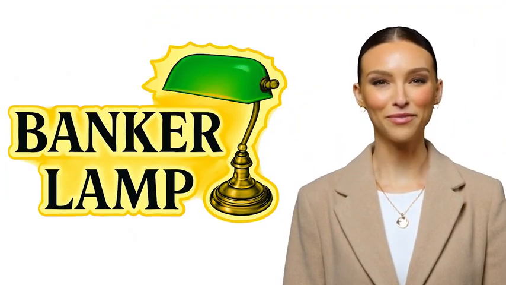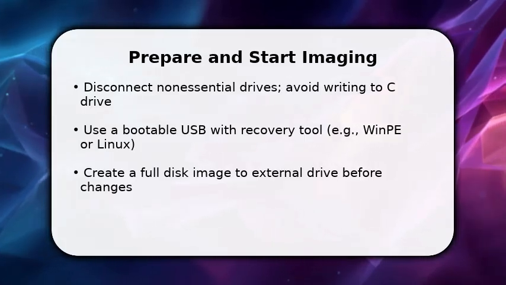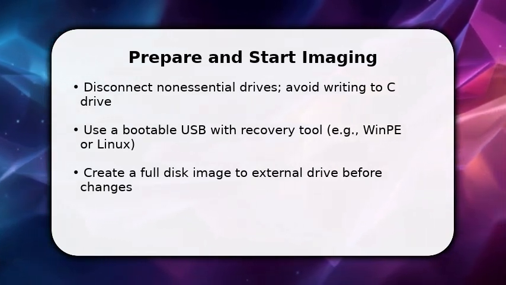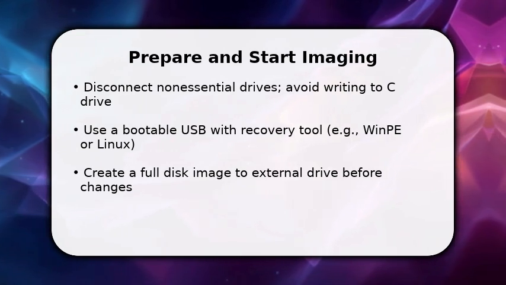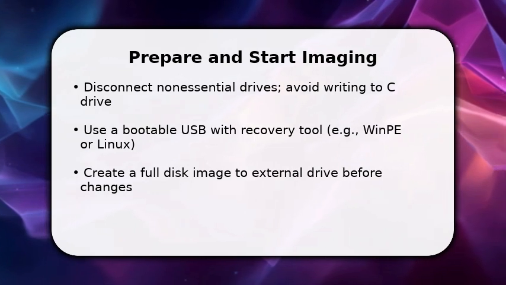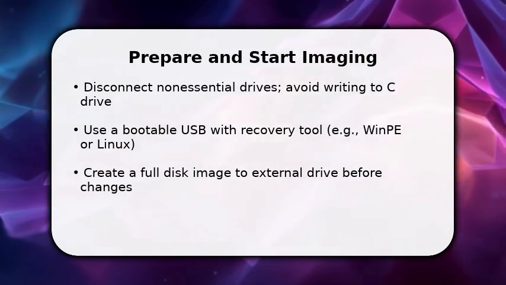Please enjoy the video. You begin by preventing further damage. Power down, remove accidental writes, and boot from a recovery USB. Once booted, launch a reliable imaging tool and target the C drive. Make a full sector-by-sector image to an external disk.